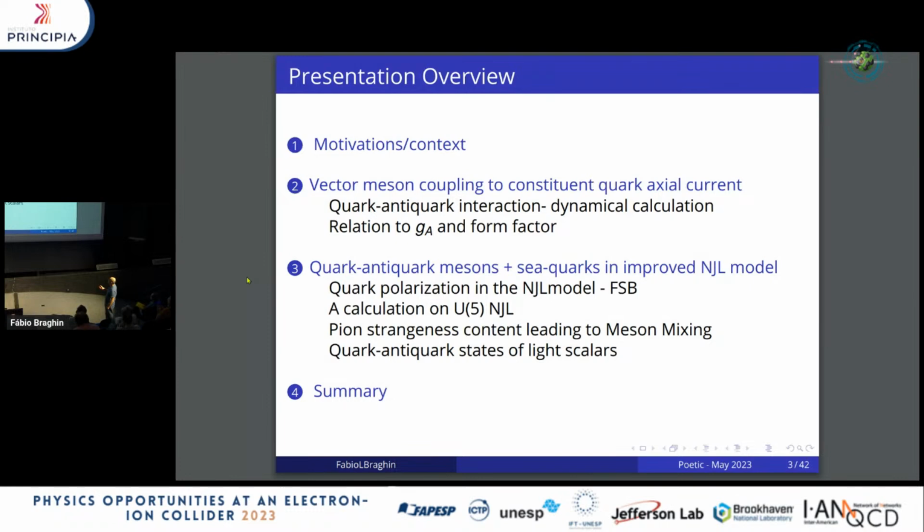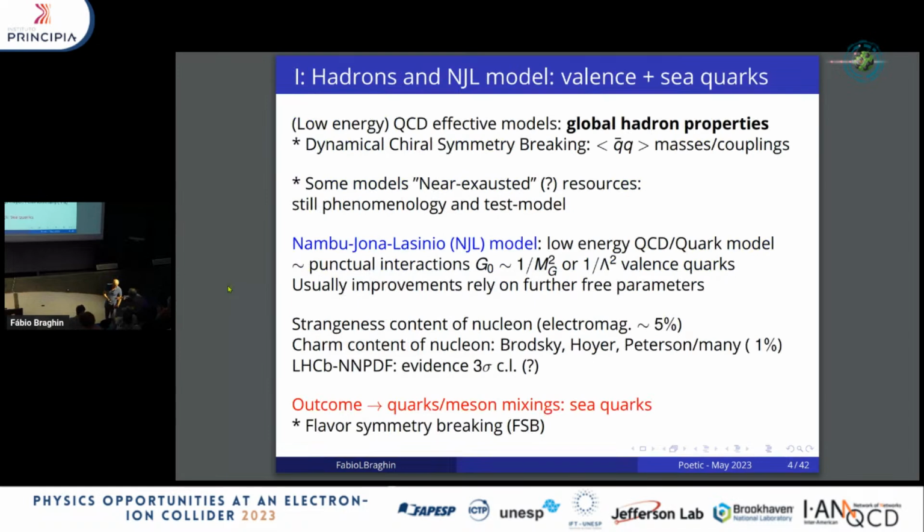Where's the pointer? Is there a pointer?